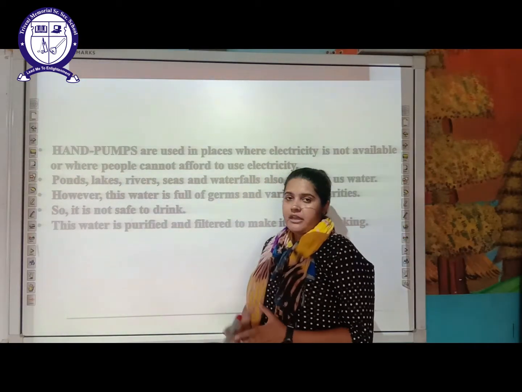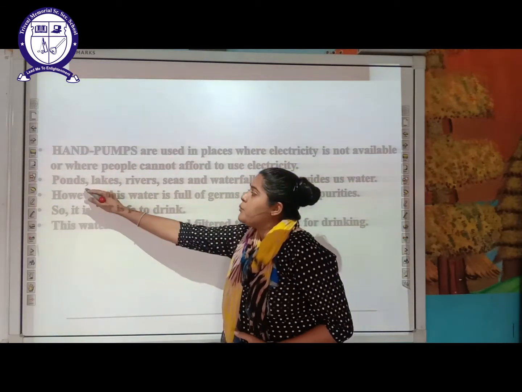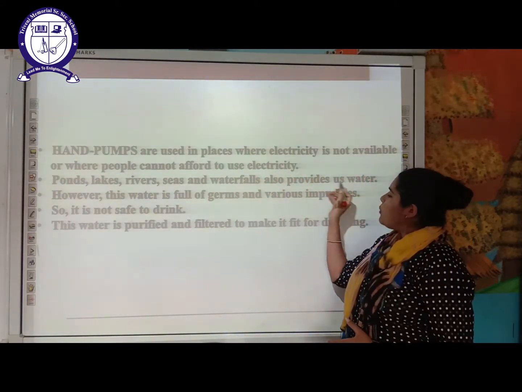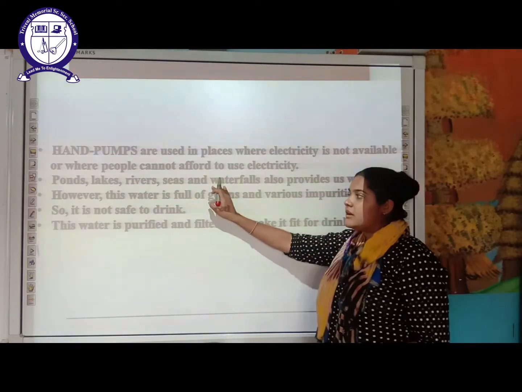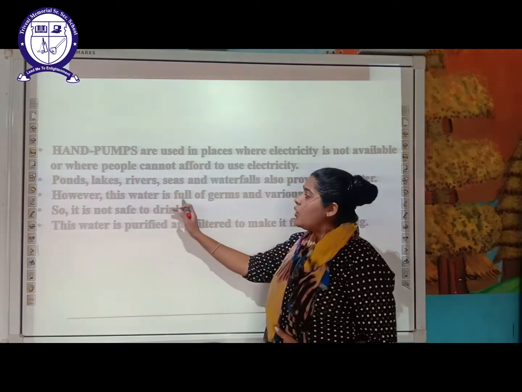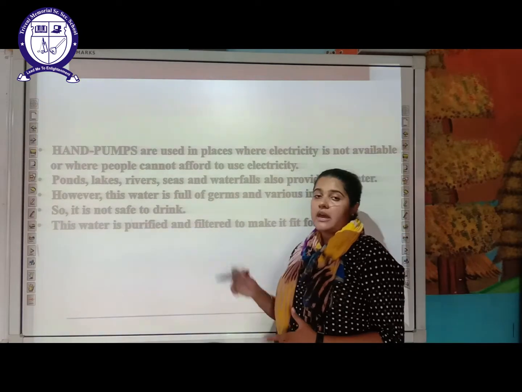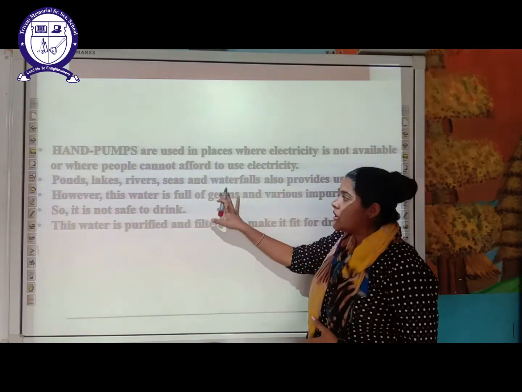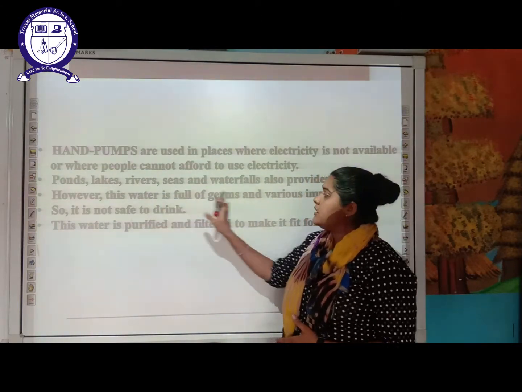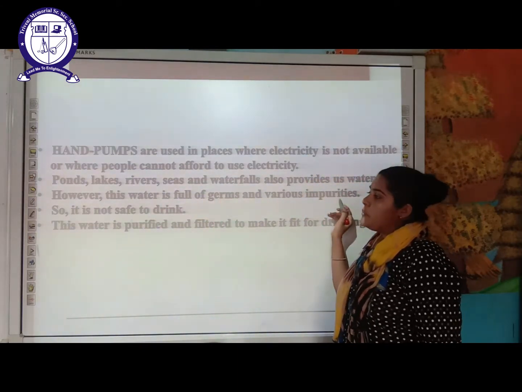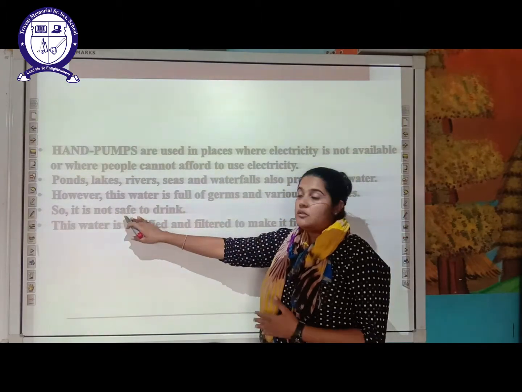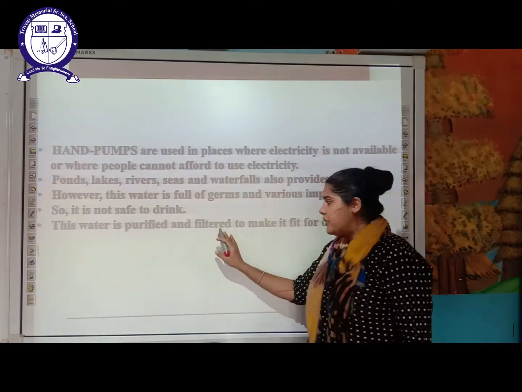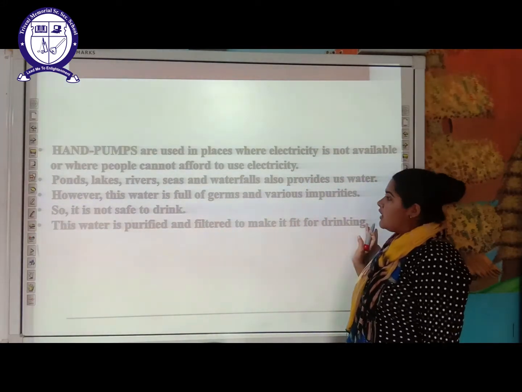Next, the other sources which we have discussed, that is ponds, rivers, lakes, seas and waterfalls, also provide us water. However, this water is full of germs. These germs are harmful for us because they cause various diseases. This water is full of germs and various impurities, so it is not safe for drinking. So this water must be purified and filtered to make it fit for drinking.